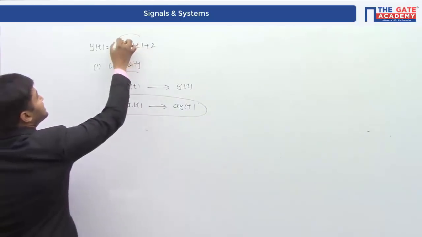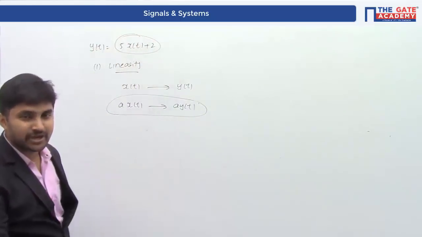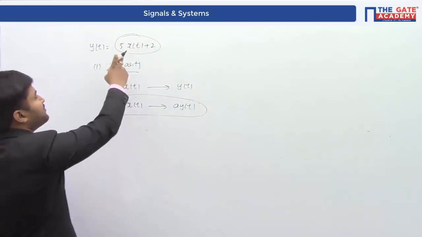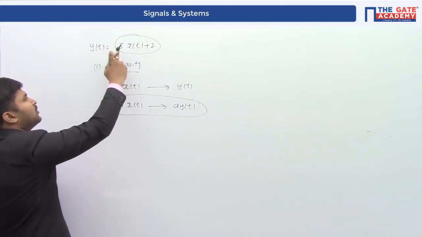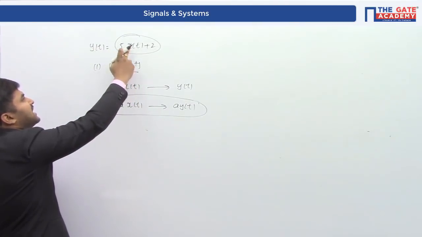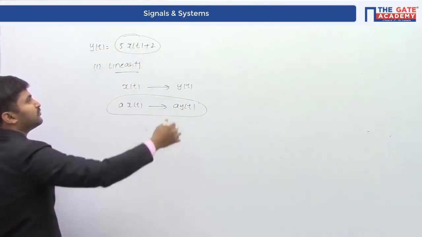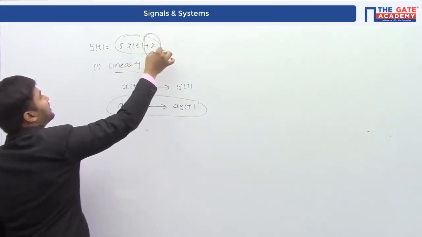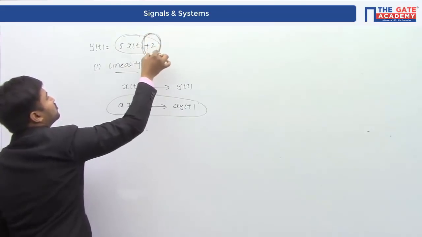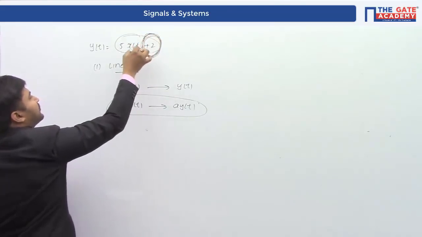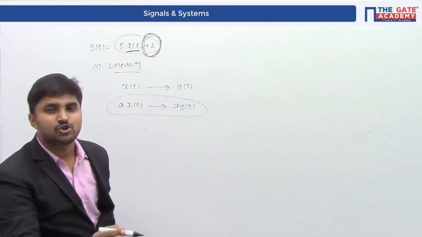But this thing is something that we have already seen in the class. In the classroom, this is a very important question that we will look at. y is equal to a scaled part of the signal, 5 into x of t plus 2, amplitude shifting. Whenever you are adding some constant value to any x of t, it's always going to be non-linear in nature.